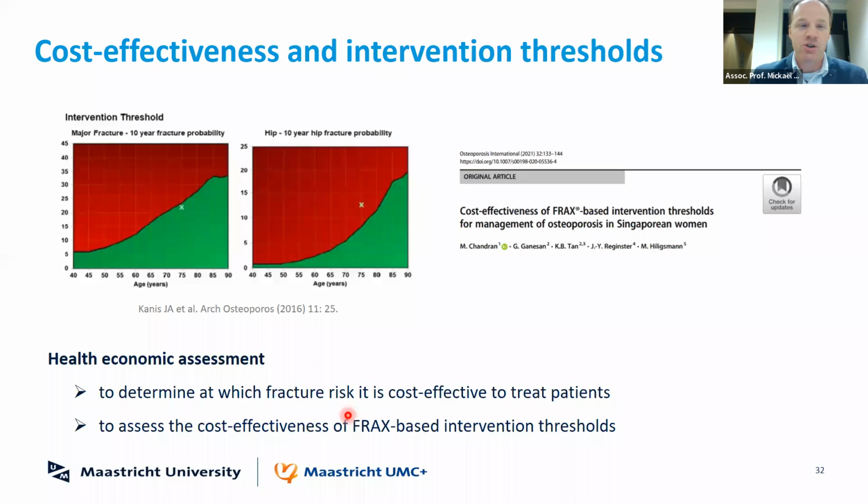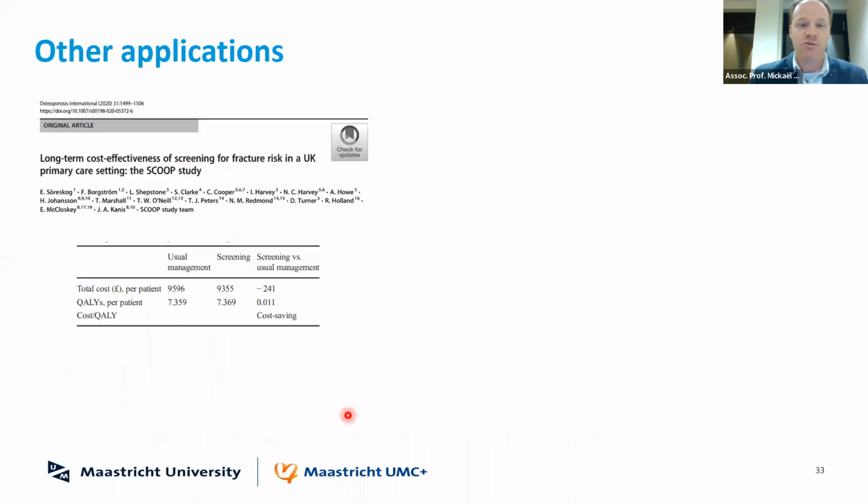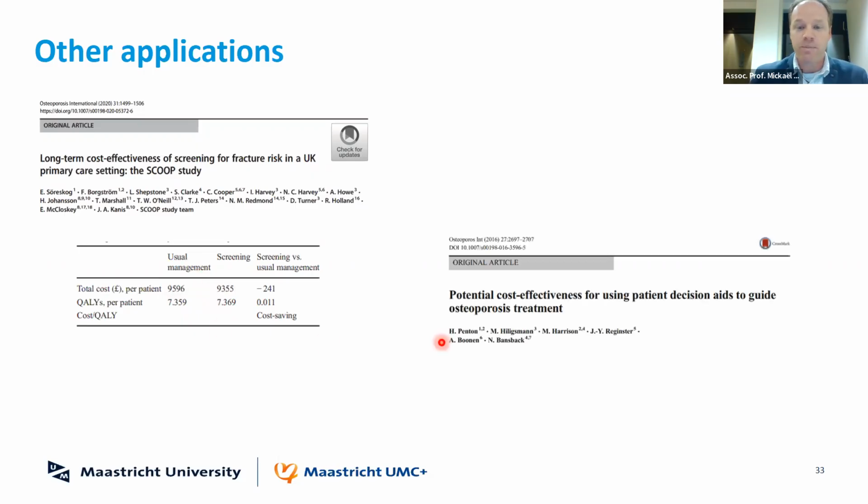There's a lot of application of cost-effectiveness analysis in the field of osteoporosis. Two other applications. The first one is the long-term cost-effectiveness of screening for fracture risk in the UK primary care setting. And these studies also show the dominance, the cost saving of screening for fracture risk. The screening leads to lower total cost for more quality compared to the usual management. In another work, the cost-effectiveness of using patient decision aids was also shown to guide osteoporosis treatment.